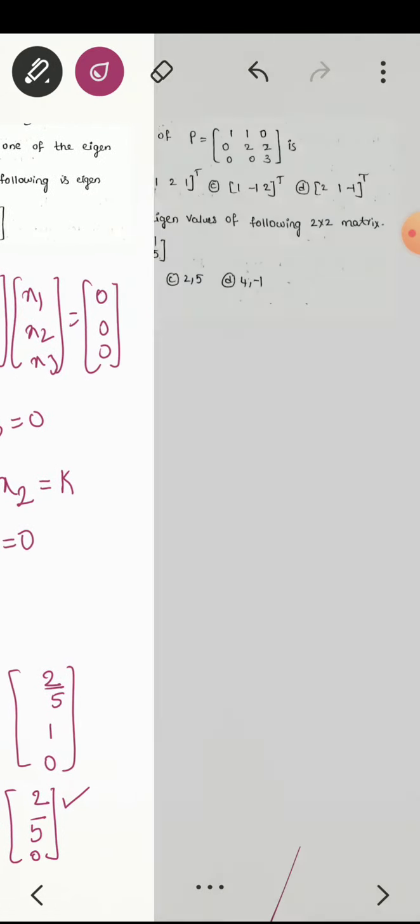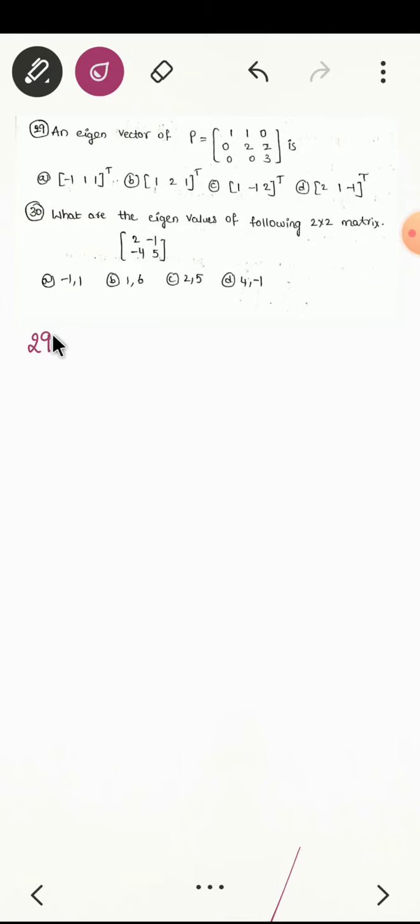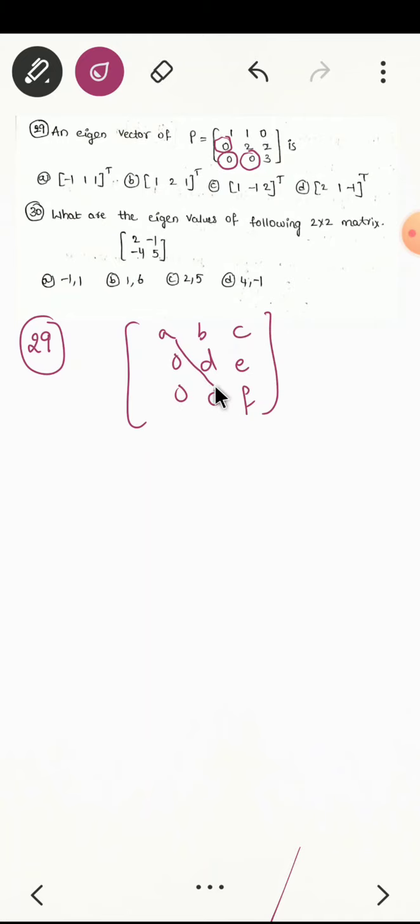Next, problem number 29. Which of the following is an eigenvector for P? Okay, so first find the eigenvalues. Whenever there are zeros like this, we can directly tell the eigenvalues. If you have a matrix A B C, 0 D E, 0 0 F, a triangular matrix like this, then we can tell the eigenvalues as A, D, F. So for the 29th matrix, lambda 1 is 1, lambda 2 is 2, lambda 3 is 3.